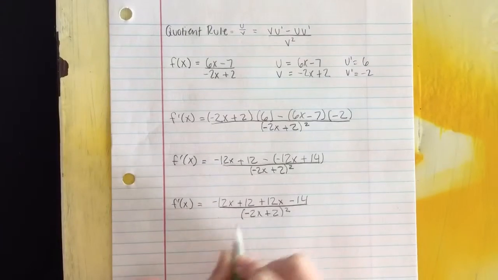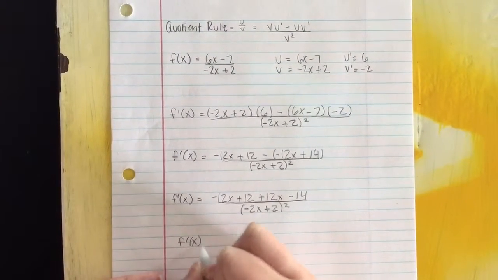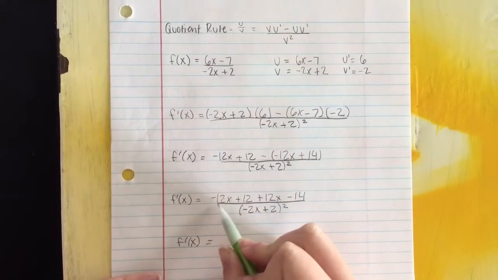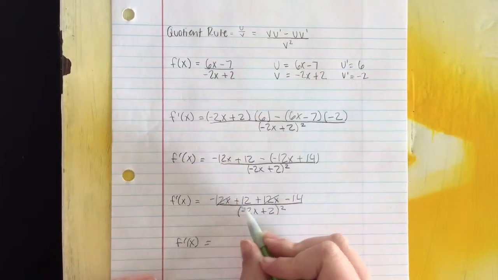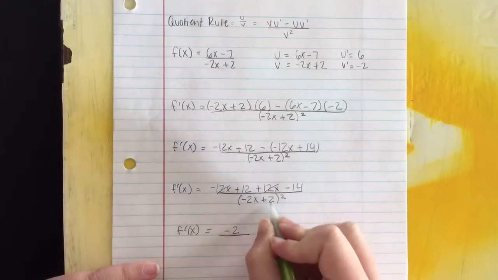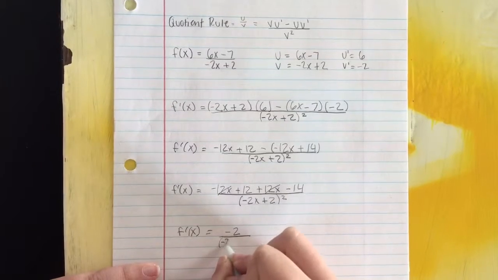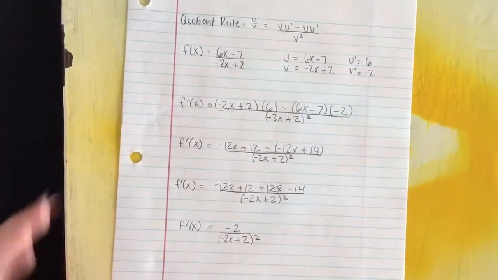Then next we're just going to finish simplifying, which is f prime of x equals, and these are going to cancel out. So then you're left with 12 minus 14, which is going to be negative 2, and once again all over negative 2x plus 2 squared. And there you go. That's the end of the problem.